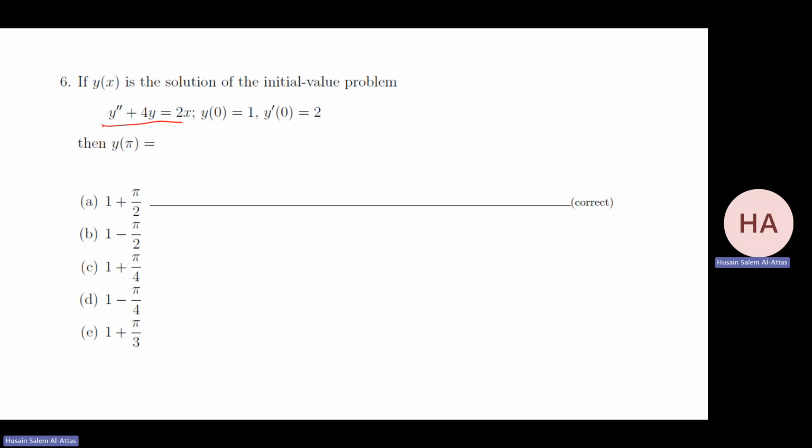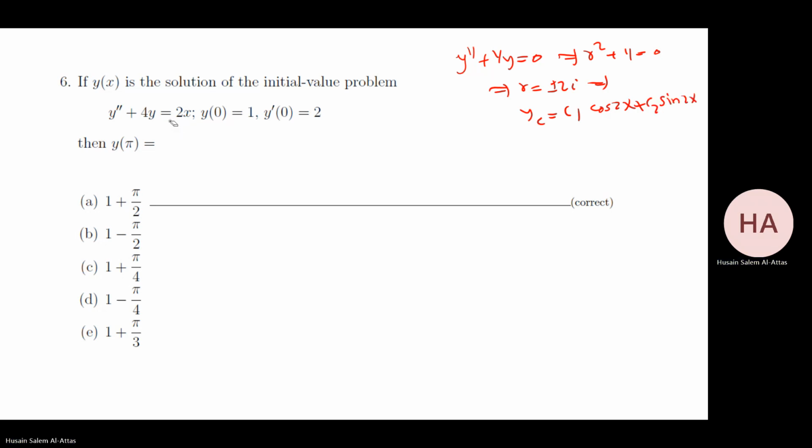Okay, y(x) is the solution of this initial value problem. I need to solve this, then substitute. So solve the homogeneous equation first. I get r squared plus 4 equals 0, so r equals plus or minus 2i. So yc is c1 cosine 2x plus c2 sine 2x. Sometimes if the right-hand side is an easy one, like in this case 2x, I think you can find yp by inspection. Or you can do it the longer way by undetermined coefficients.